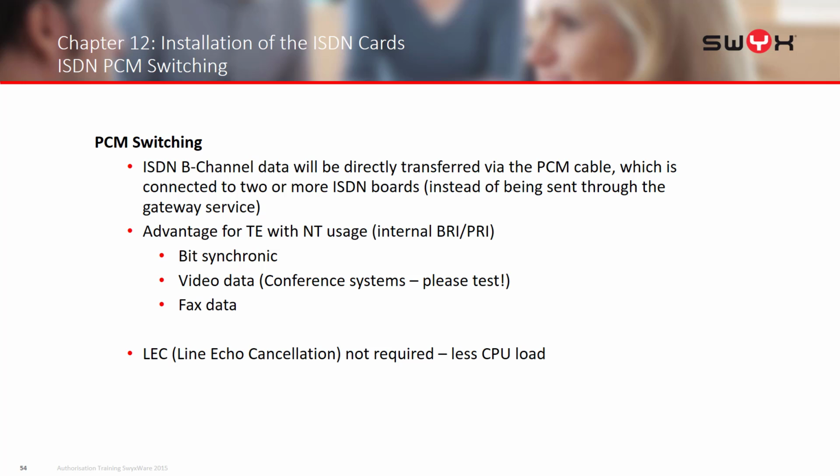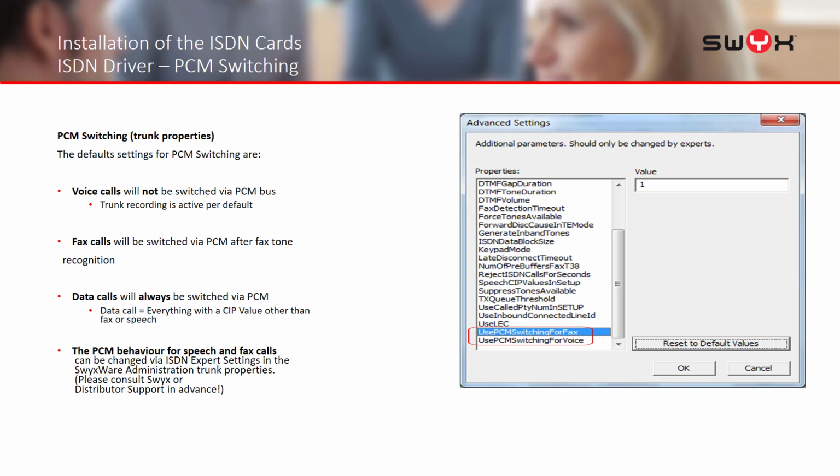So PCM switching is where we switch the lines through the cable. The downside of PCM switching is there's no recording. So if you're doing a sub PBX, that part of the call won't be recorded. Doesn't matter, you can record on the other card.